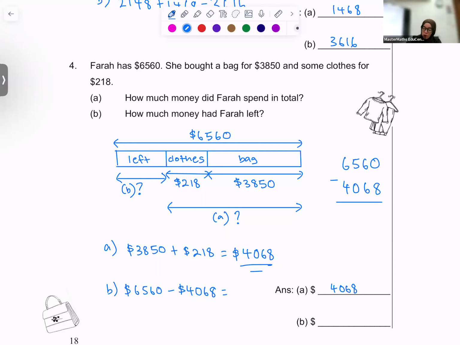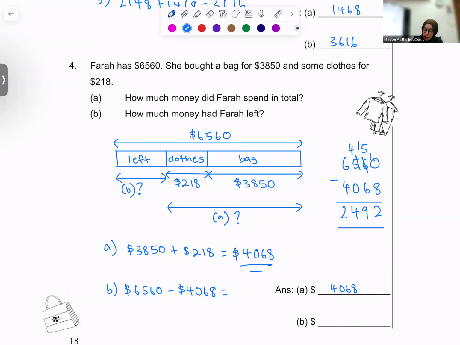0 can minus 8? Cannot. We borrow from the? 6. Excellent. The 6 becomes? 5. Then the 1 goes to the? 0. What's 10 minus 8? 2. Good. Then 5 can minus 6? Cannot. We borrow from the? 5. 5 becomes? 4. Then the other 5 becomes? 15. Excellent. Then 15 minus 6 is? 9. Good. 4 minus 0 is? 4. 6 minus 4 is? 2. There we go.